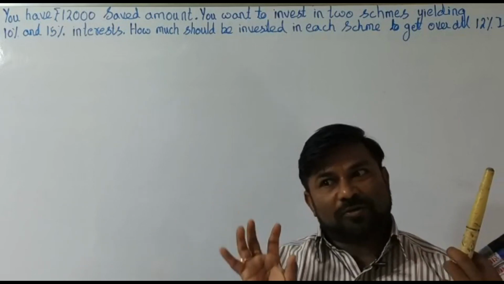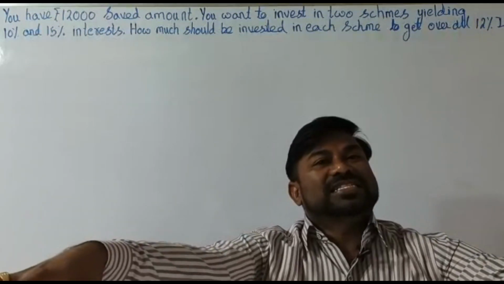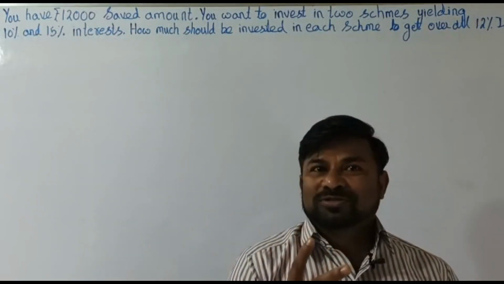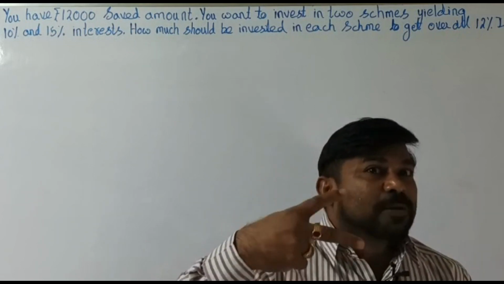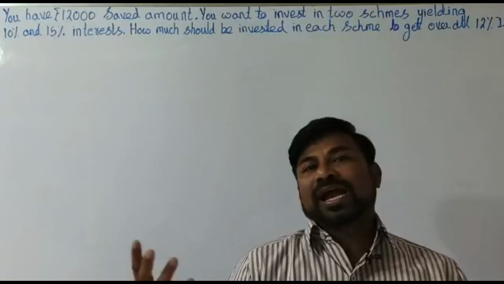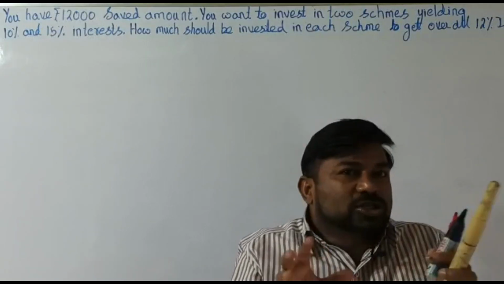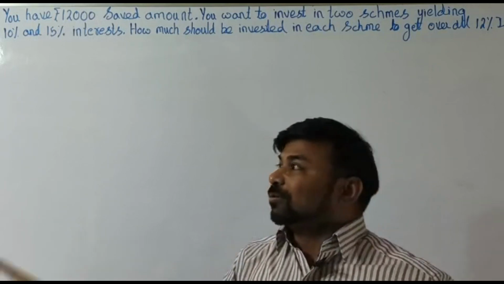As we have to find the two investments, there are two unknowns. What is the amount invested in the first scheme? Let it be X. What is the amount invested in the second scheme? Let it be Y. How many unknowns are there? Two unknowns. When two unknowns are there, we need a linear pair of equations to solve it. To make the two equations from the situation, he has given two relations. What's that? Let's come back to the sum.